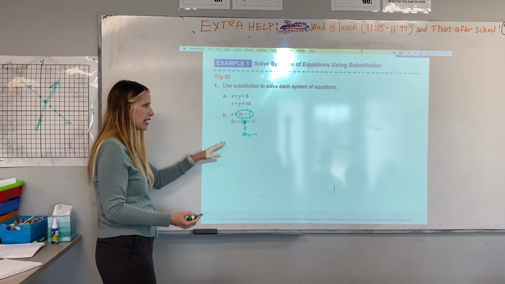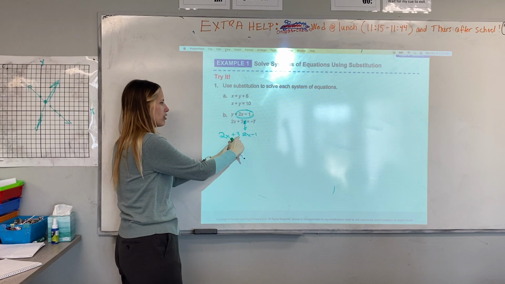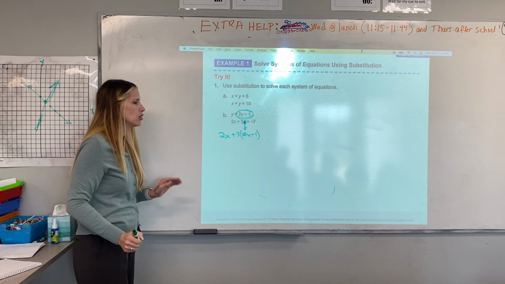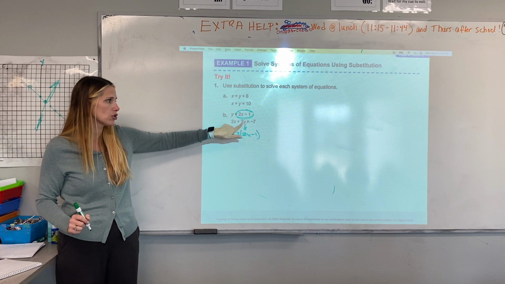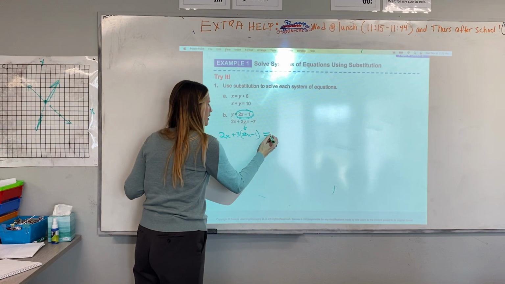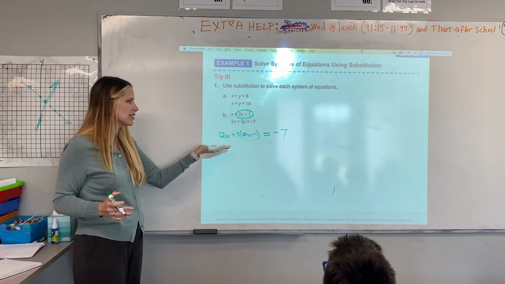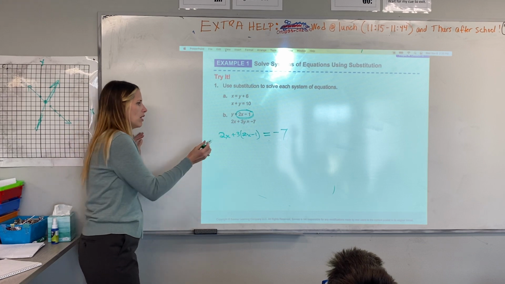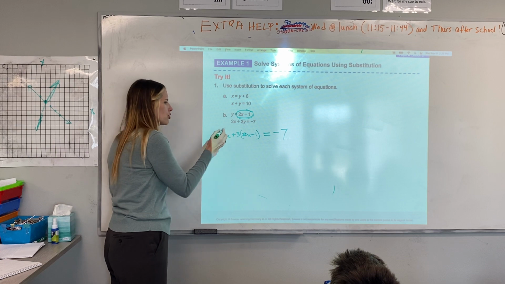I'm going to rewrite the whole thing. I still have my 2x. I have plus 3. But since the 3 is being multiplied times y, I want to put everything in parentheses to show that my y value is being multiplied times 3, just like it shows right there. Is everybody good? Then continuing to write equals -7. Now, I just have to solve for x. I can't combine my terms yet, right? Because I have to distribute first.